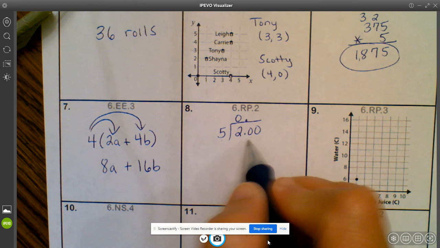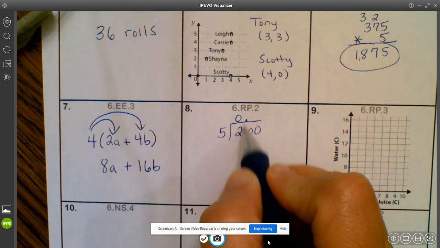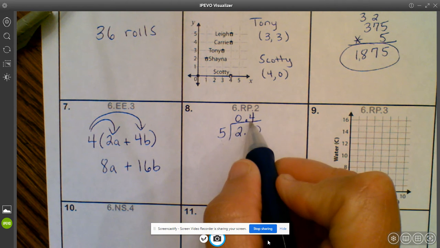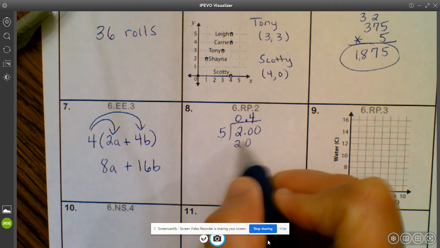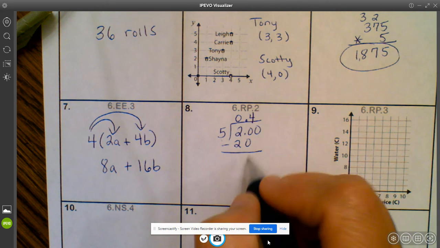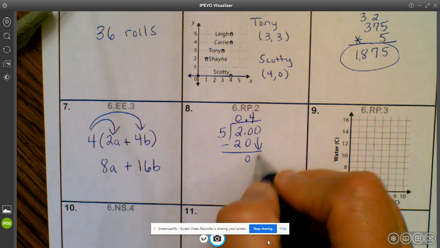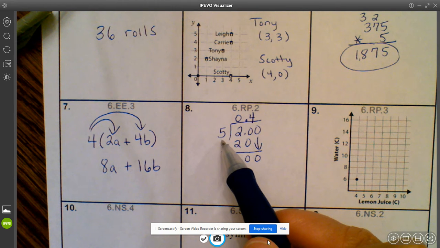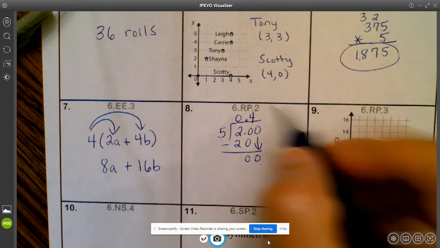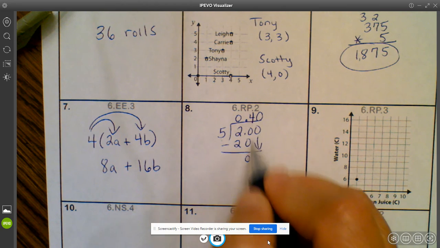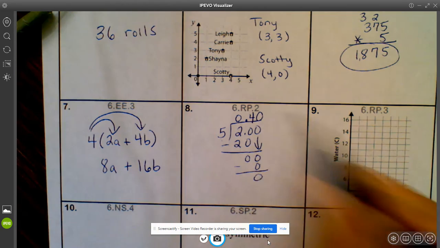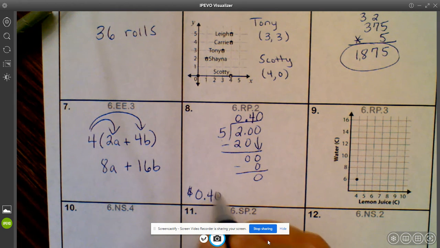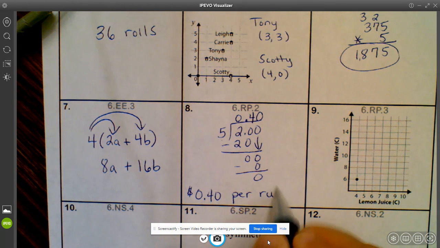How many groups of 5 will go into 20? We brought our decimal point straight up. That's 4 groups of 5. 4 times 5 is 20. Subtract. I have nothing left over. Bring down my 0. I still have to ask that question, how many groups of 5 will go into 0? And it's 0. So 5 times 0 is 0. So the answer is 40 cents per ruler.